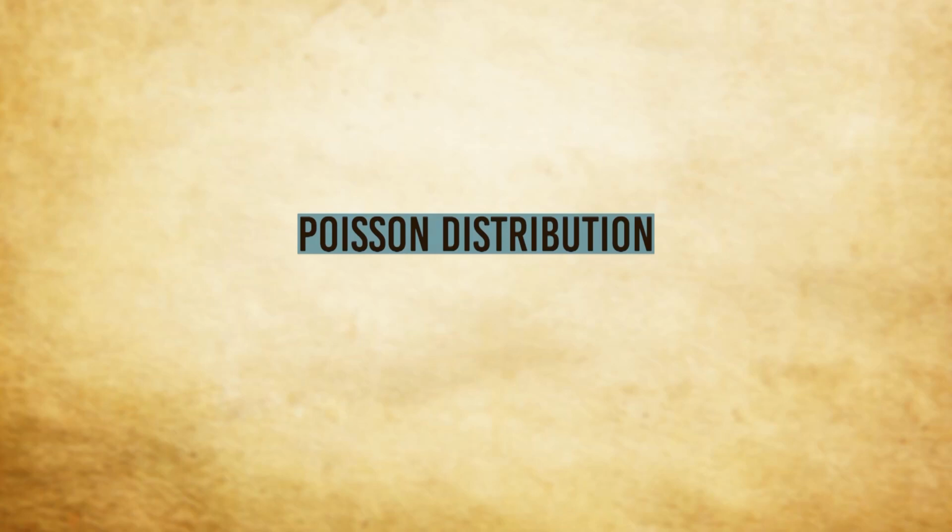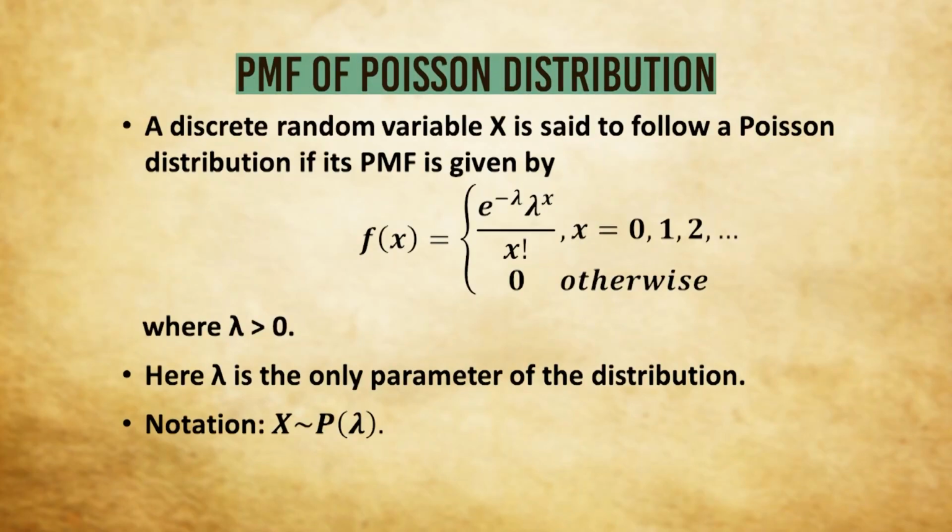Next we go into Poisson distribution. The probability mass function of a Poisson distribution is something like this. f(x) is equal to e to the power minus lambda, lambda to the power x by x factorial. Pay attention to the values of x here. x runs from 0, 1, 2, dot, dot, dot, and 0 otherwise. Here lambda, the only constant involved, is the only parameter. Lambda is greater than 0. And we use the notation x follows P(lambda).